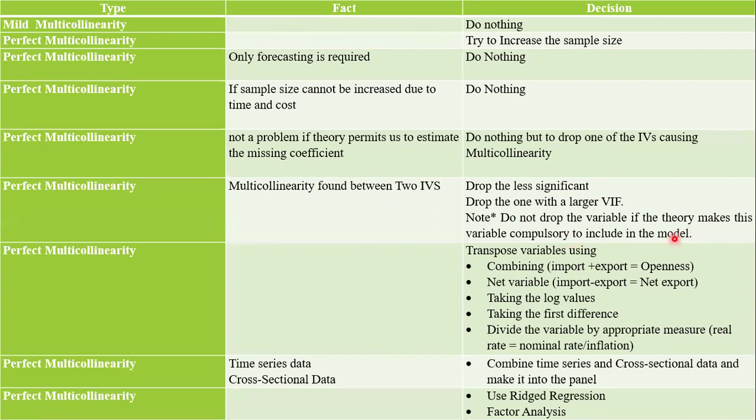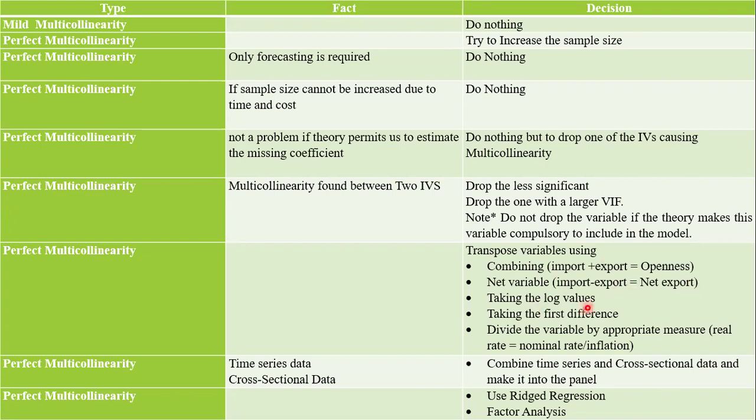So if your variable is compulsory and the theory does not permit it to drop, then you need to retain it. Then if you have perfect multicollinearity, you can still transpose your variable, transform your variable. You can combine some of the variable, like if you have import and export, you can combine them and create a new variable like openness. You can create a net variable of the two, you can consider import minus export as a net export variable.